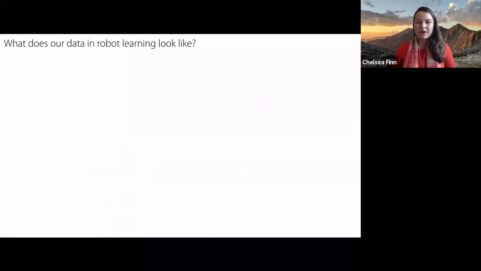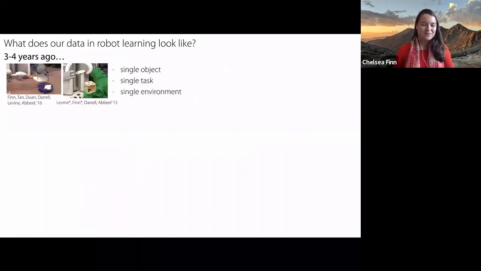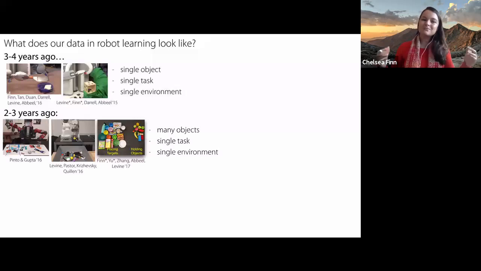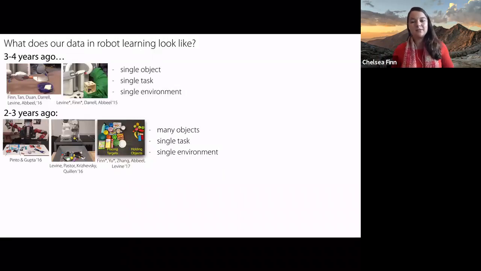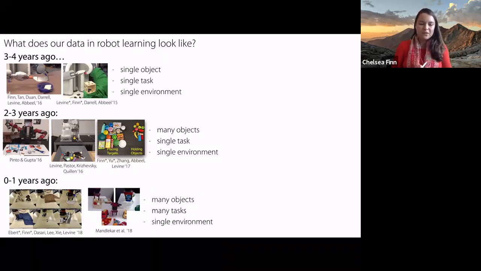Okay, so let's first start by talking about how we might acquire data. To do this, we can first look at what our data looks like in robot learning. About 3 to 4 years ago, or maybe closer to 5 years ago at this point, the data looked like a single object, a single task, and a single environment. Fortunately, more recently, we've made more progress. For example, 2 to 3 years ago, we saw works, including work done at CMU, with many different objects, but still trying to solve a single task like grasping in a single environment. And then more recently, we've also seen works looking at many objects and many different tasks, but still in a single environment.